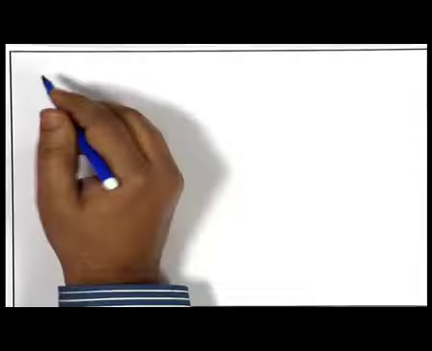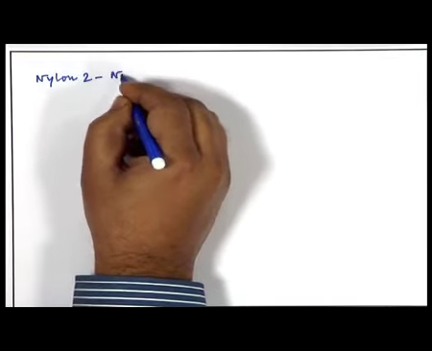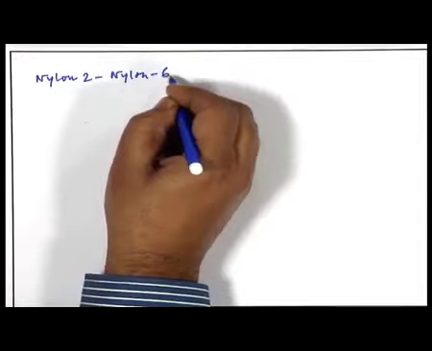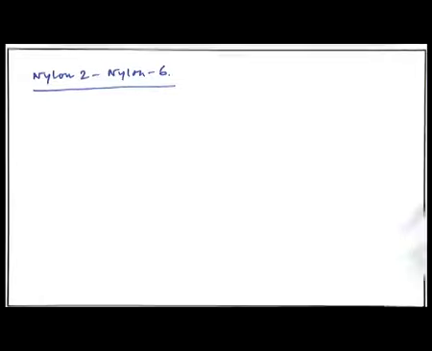There is one more example, a copolymer of nylon 2 and nylon 6. You can read about it in a book. This is also a biodegradable polymer. So, I will just quickly wrap up. If I had 5 more minutes, I probably could have wrapped up more nicely.